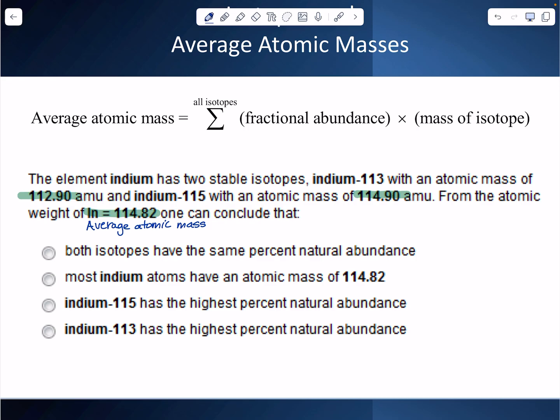So, if the two had the same abundance, right? So we've got 113 and 115, right? Rounding, okay? If they were 50-50, the average atomic mass would be right in the middle, right? So the average atomic mass would be about 114. But the average atomic mass, we've been told, is 114.8, okay? So which of those two isotope masses is that number closer to? Is it directly in the middle of these two, or is it closer to one of the two isotope masses than the other?